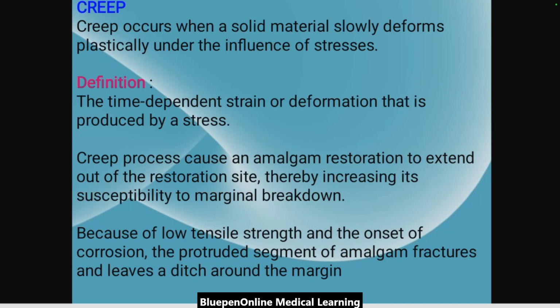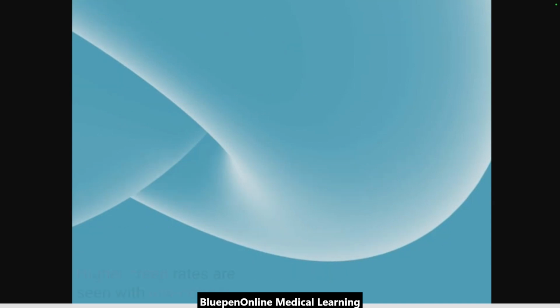Because of low tensile strength and the onset of corrosion, the protruded segment of amalgam fractures and leaves a ditch around the margin. So basically, the tensile strength is very low for the amalgam restoration at this margin, where because of creep it has been extending from the cavity walls. Corrosion will start, and this will reduce the strength of the margins of the restoration, and fracture will occur.